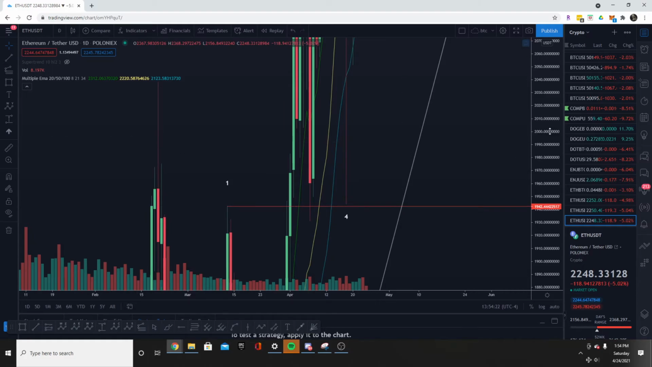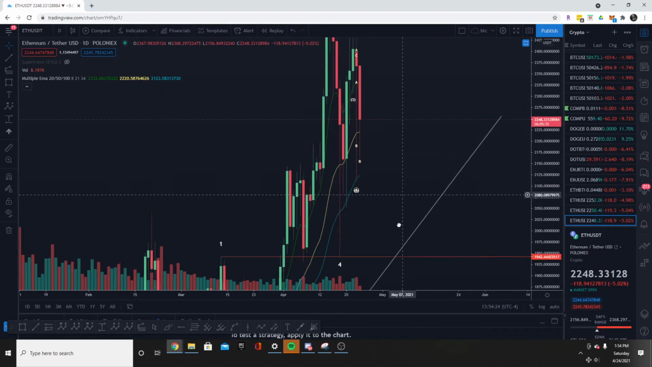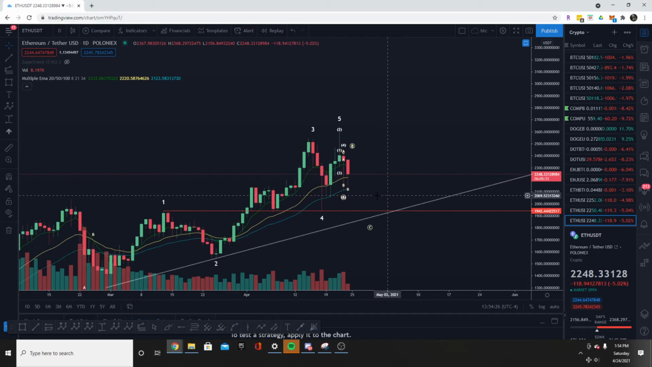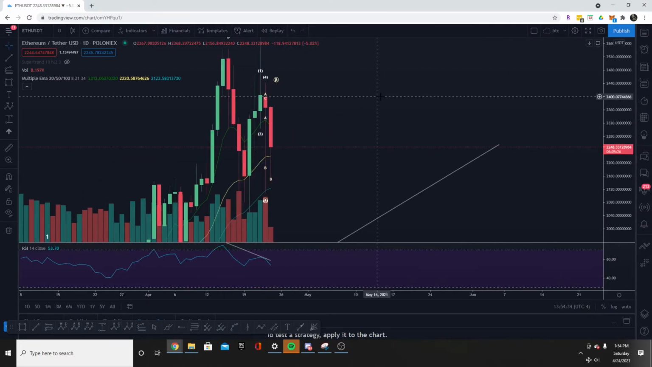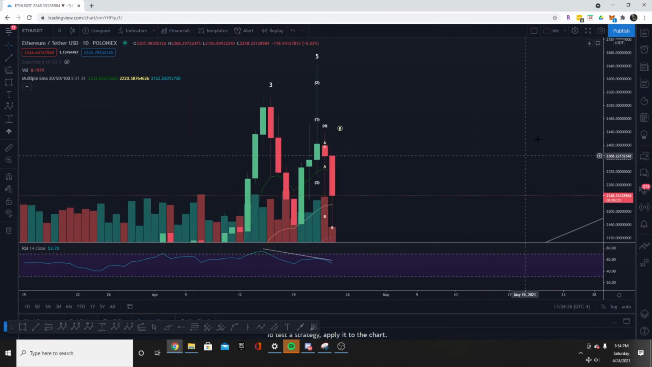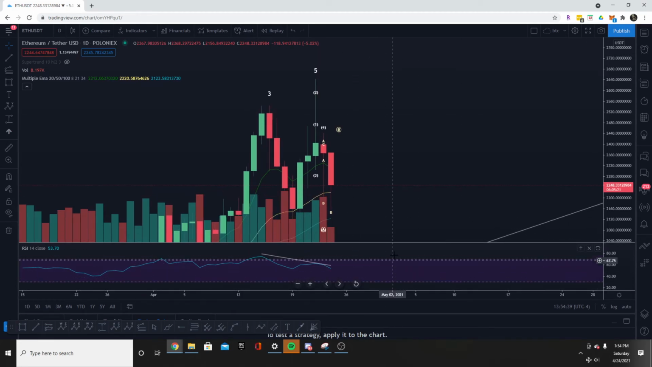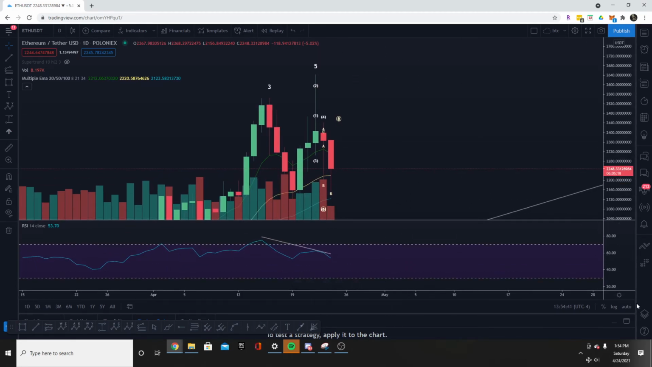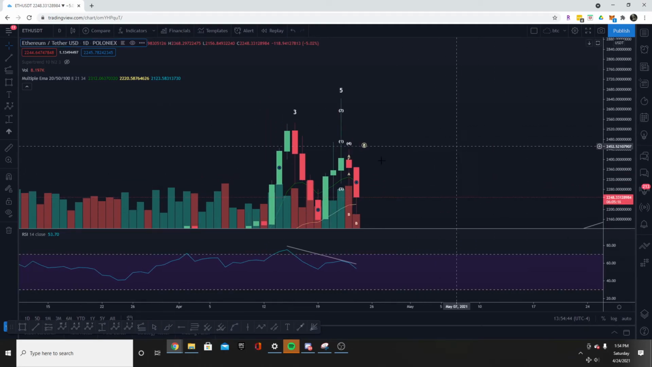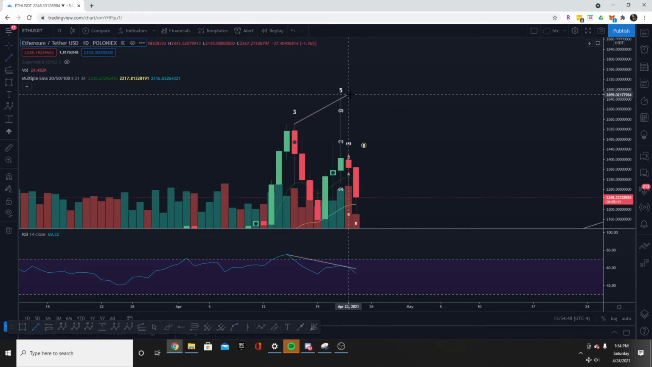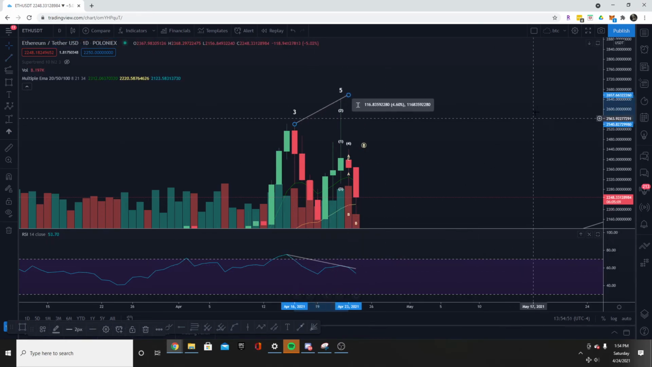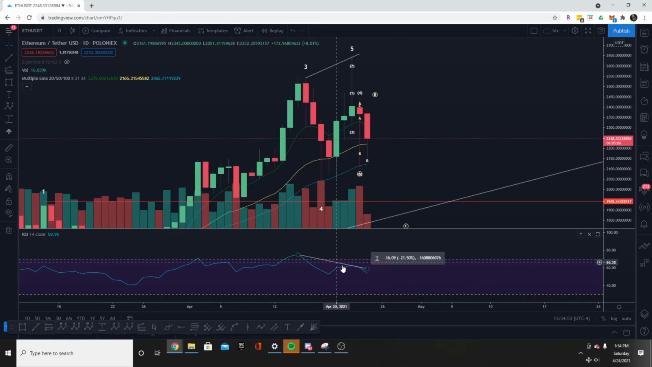That was invalidation at 1942. It didn't touch it. So we knew we had one more leg left, right? We finished our 5th at 2600. And now it looks like it's kind of a top because on the daily we have bearish divergence. This bearish divergence right here: higher high in price, lower high in RSI, and then most likely a pullback happens, which it did.